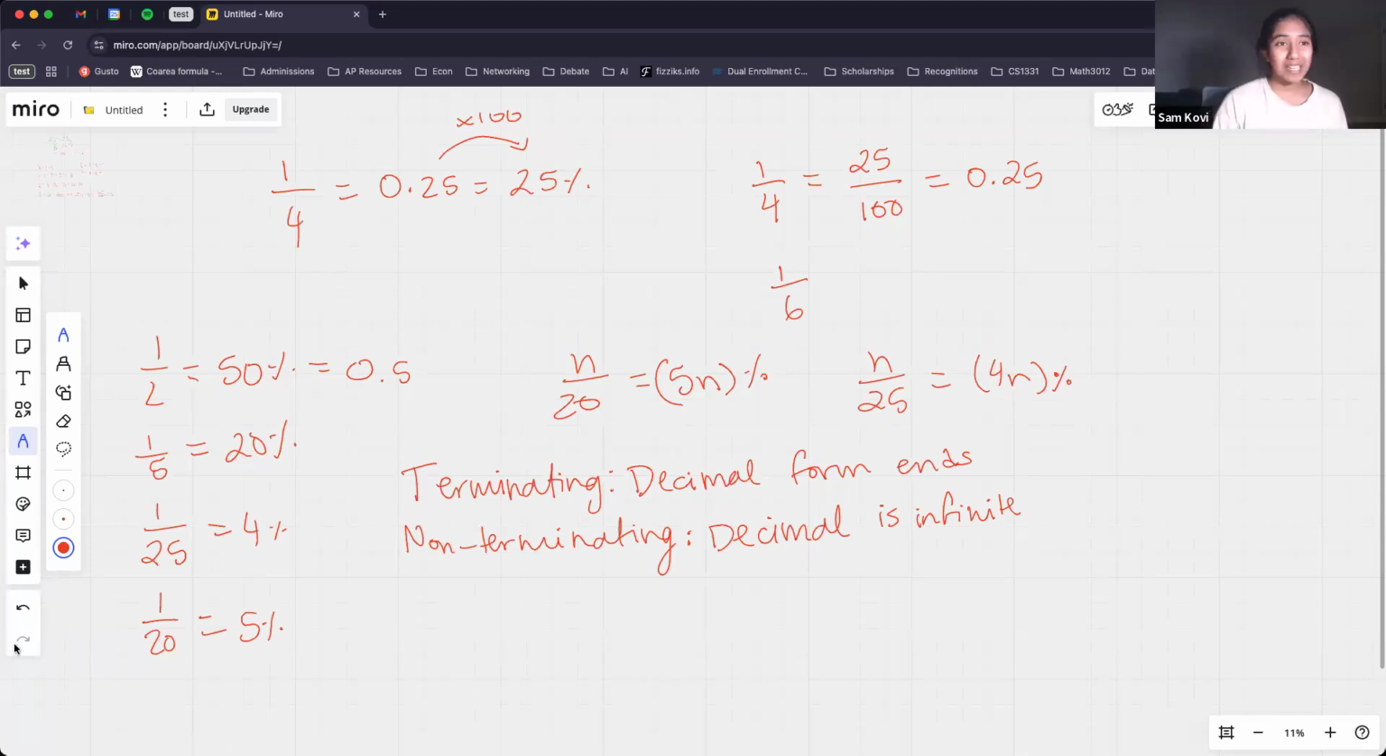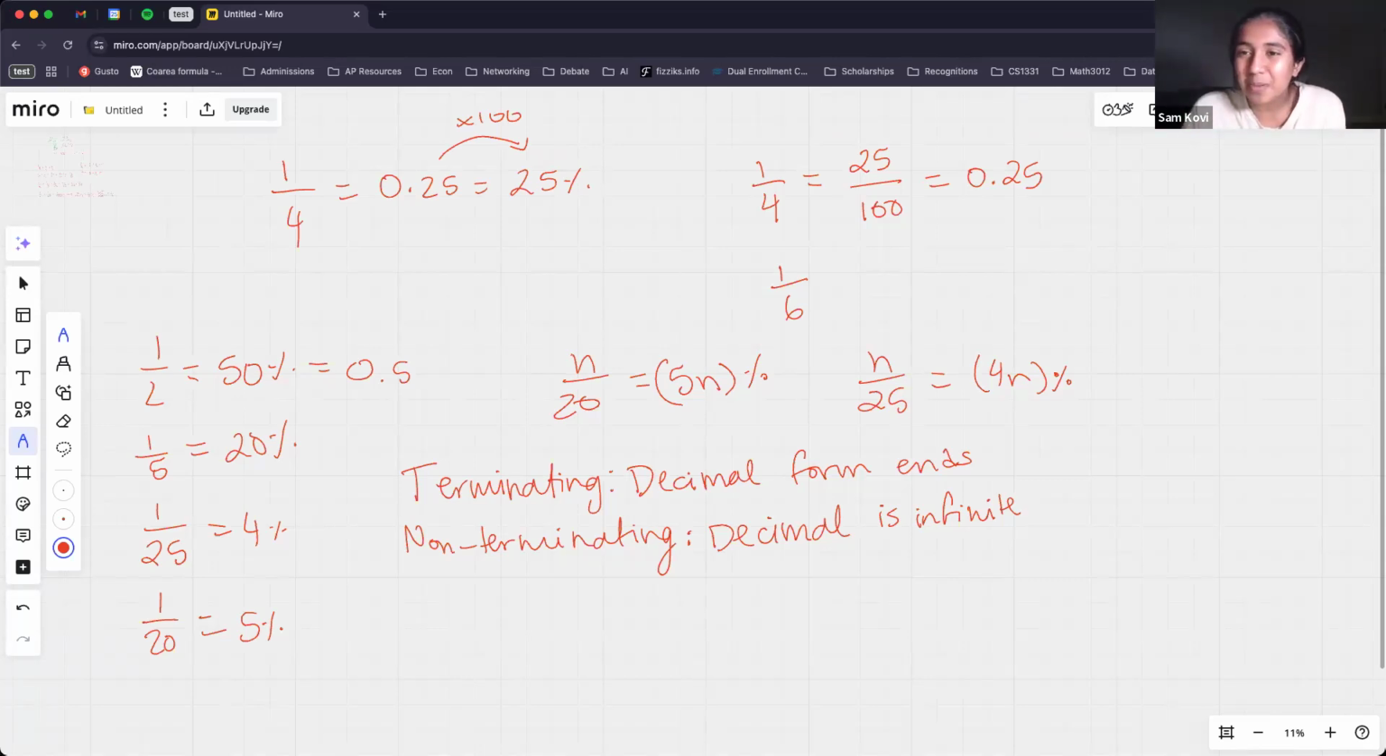Pi is also not repeating. So some non-terminating decimals can be repeating, but pi is not repeating. There's no pattern in its digits. So what do you guys predict are some fractions that have terminating forms? What do you think are some potential fractions? Do you want to list them out or list out some patterns?